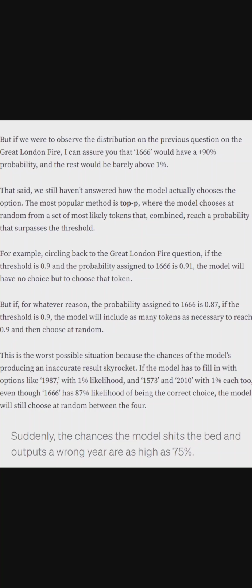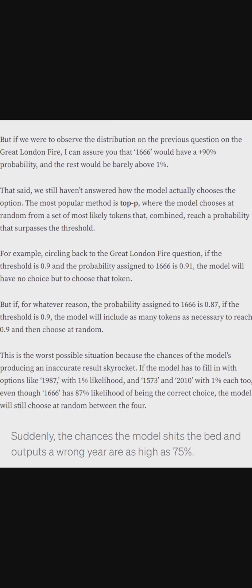For example, circling back to the Great London Fire question, if the threshold is 0.9 and the probability assigned to 1666 is 0.91, the model will have no choice but to choose that token. But if, for whatever reason, the probability assigned to 1666 is 0.87, if the threshold is 0.9, the model will include as many tokens as necessary to reach 0.9 and then choose at random.